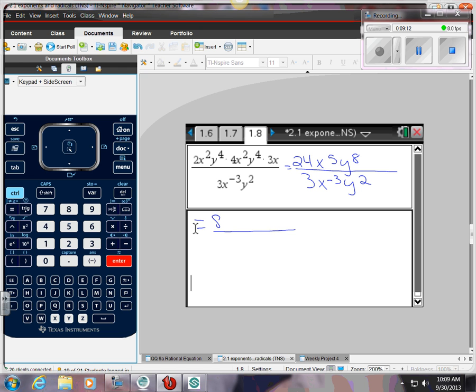Where? Numerator. Okay. X to the 5th divided by x to the negative 3. When I divide, I get x to the 5th minus a negative 3. X to the 8th, where's it go? In the numerator, good. Y to the 8th divided by y squared? Y to the 6th, where? So really, did I need this fraction bar? No, so there's your answer. How many of you got this right? Nice job, guys, very nice.